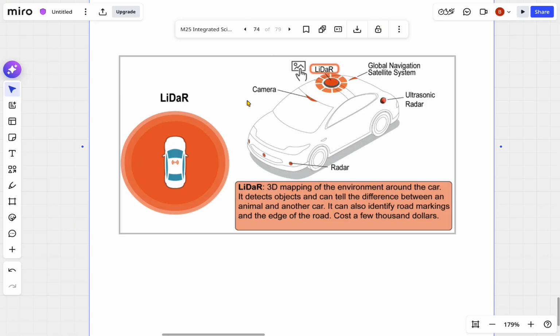This can be a second point. You write: LiDAR creates a 3D map of the surroundings, allowing the car to identify roads and obstacles.